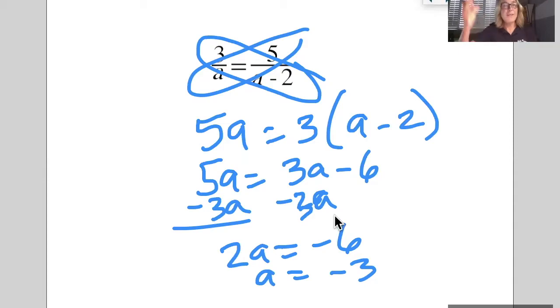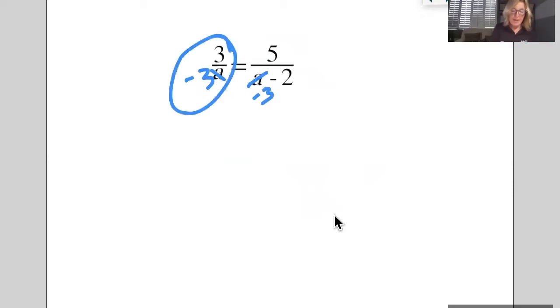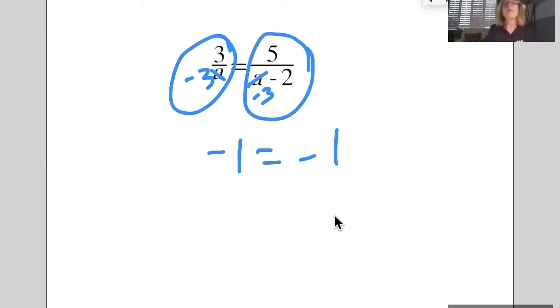And the next step, we've got to check, right? So we're going to replace a with negative 3 and negative 3. And so this quantity on this side is equal to negative 1. And this quantity is also equal to negative 1. Therefore, our solution is valid.